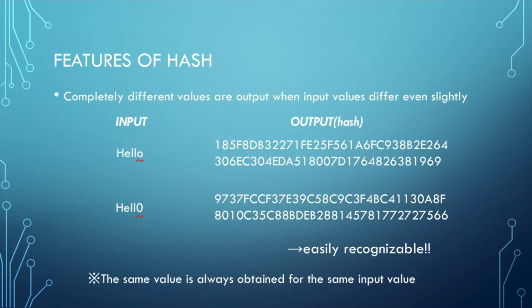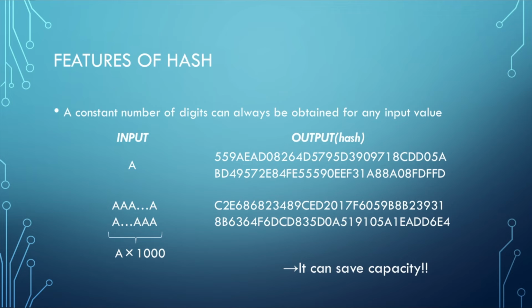The hash function outputs a string of fixed length for any input, and these outputs are completely different when input values differ even slightly. For example, when inputting HELLO, output is like this, but when inputting HELL0, output is like this. These are totally different. Of course, the same value is always obtained for the same input value. It is also important that a constant number of digits can always be obtained for any input value.